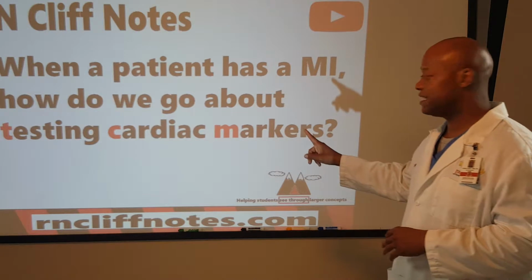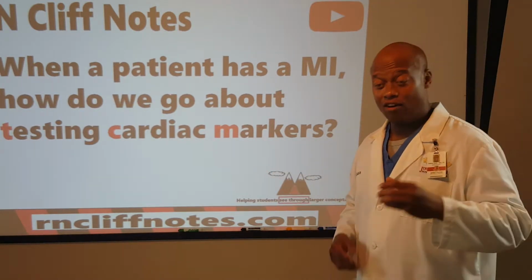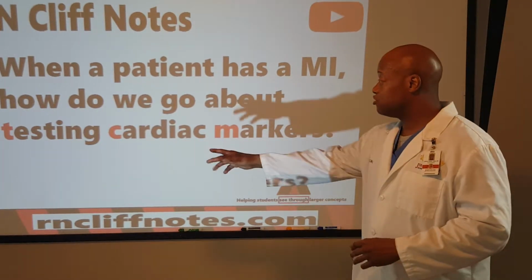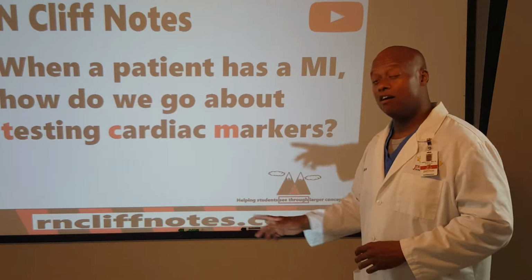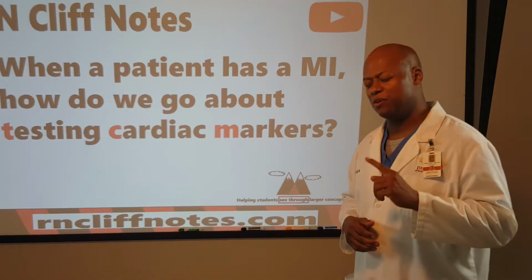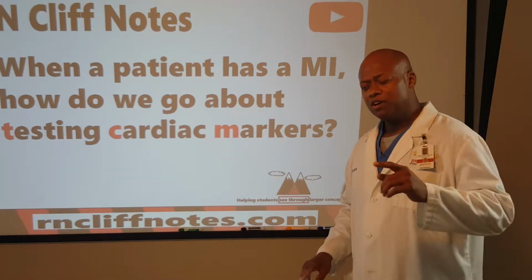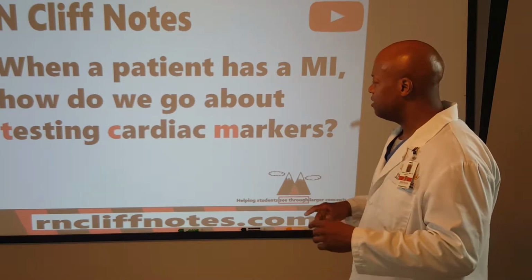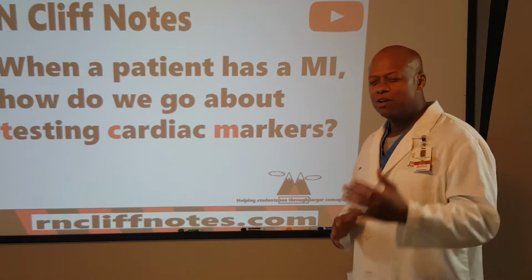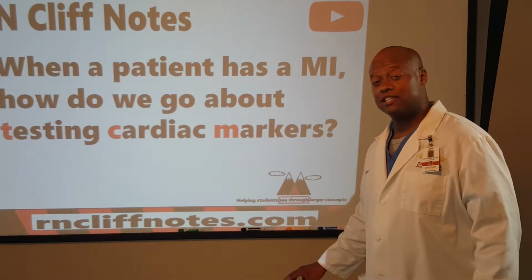So when a patient has an MI, myocardial infarction, right? Or as lay people would say, they had a heart attack. Okay? How do we go about testing cardiac markers? How do we do that? Right? And that's what you should have put on your paper, a couple of those different biomarkers. And notice we're going to be using cardiac markers, biomarkers, isoenzymes. We're going to use those words interchangeably, okay? So here's the next thing we want to show you.